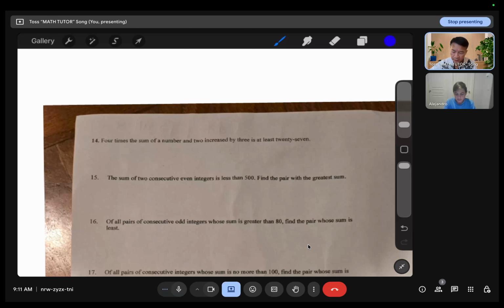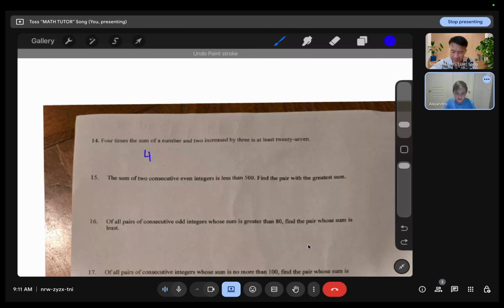4 times the sum of a number and 2. How would you do this one? I'm sure you're okay, but 4 times the sum of a number, so it would be 4, and then after the 4 would be in the parentheses. Yeah, great.